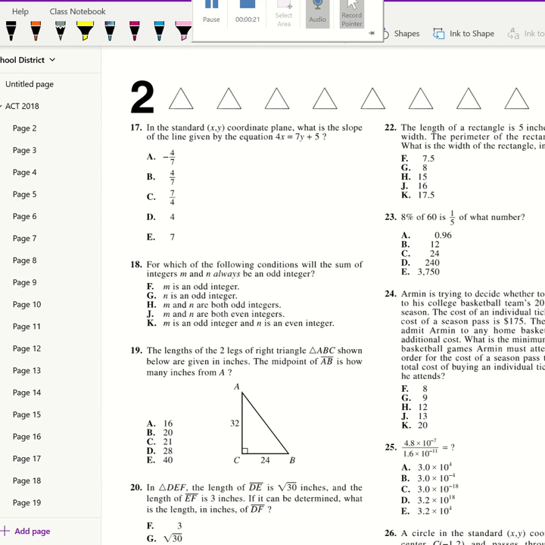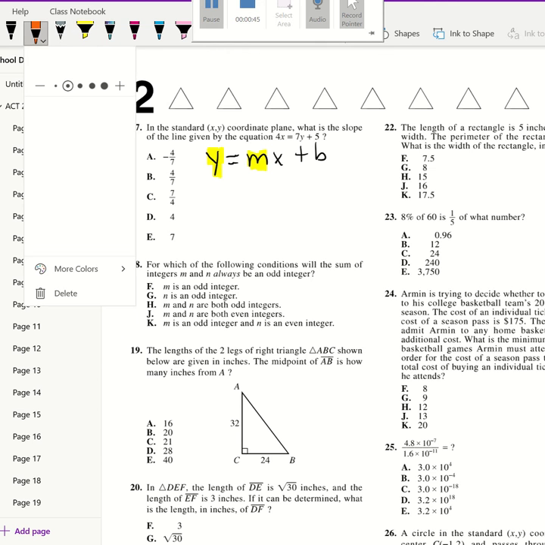Typically it's easiest to find the slope of a line when an equation is in slope-intercept form. Really what you're looking for is if y is isolated, then you can easily find the slope by looking for the coefficient, or the number that's multiplying x. Currently our equation is not in slope-intercept form because y is not isolated.